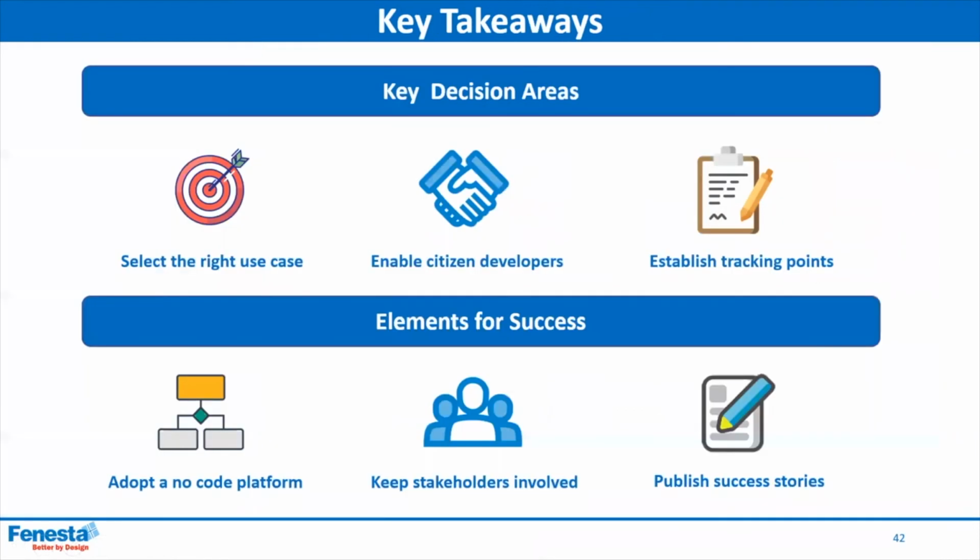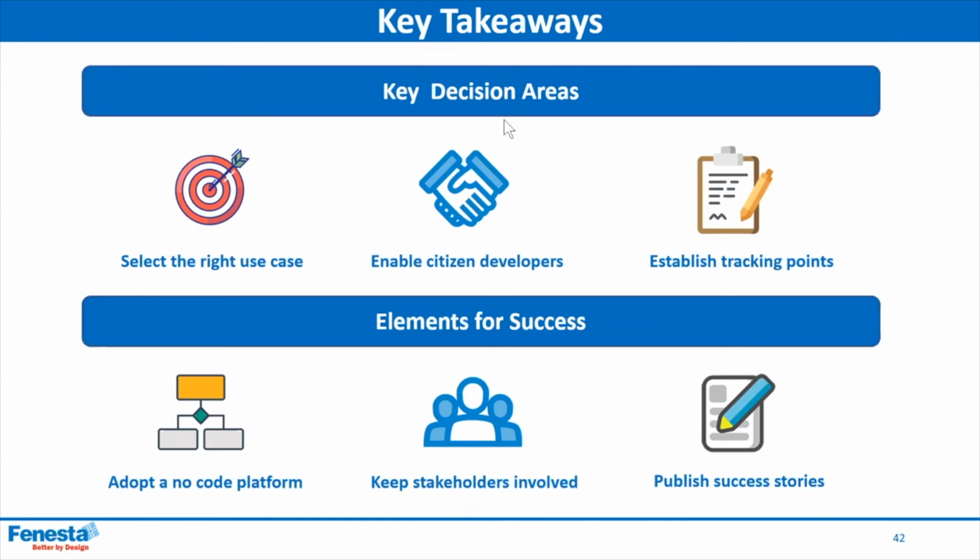And with this, the key takeaways that I have in my presentation today for you: select the right use case to start with. Enable your citizen developers so that the business is more involved in your decision making, in your implementation, and also in the final usage of the system. Establish your tracking points. That'll help a long way in bringing out the process efficiencies. And the elements that have helped us make it successful are adopting a no-code platform, Quixy in this case, keeping the stakeholders involved at all steps, and finally publishing your success stories.